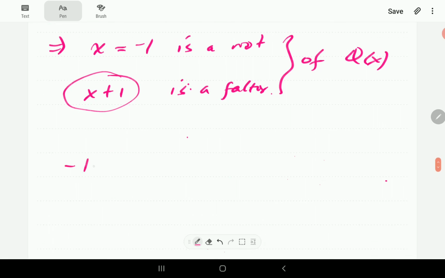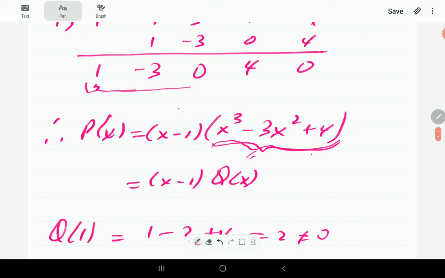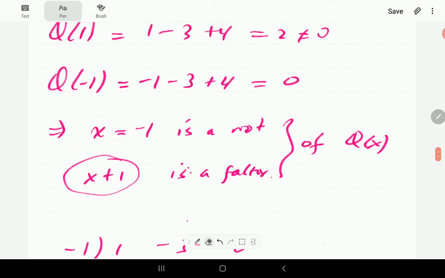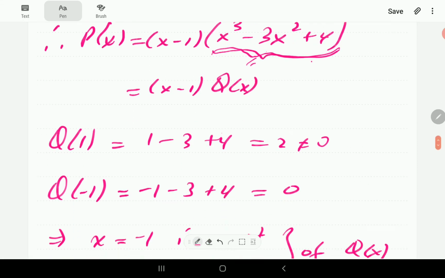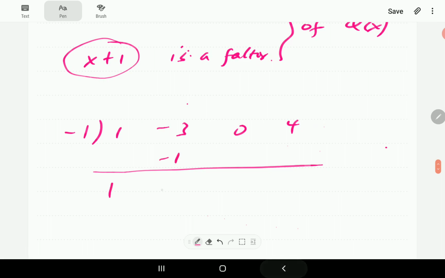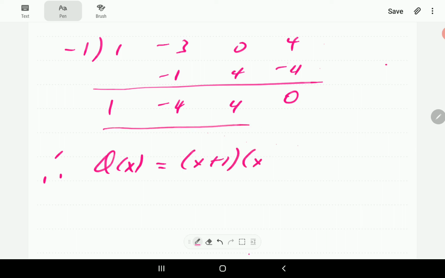So again, we use the synthetic division approach. So the coefficients are going to be these ones here: 1, minus 3, 0, 4. So remember that since the power of x is missing here, we have got to make sure that is represented by 0. So if you drop 1 and multiply by -1, add, multiply by -1, add. So this is telling us that the quotient we can write as x plus 1 times, and then from here, going to be x squared minus 4x plus 4.